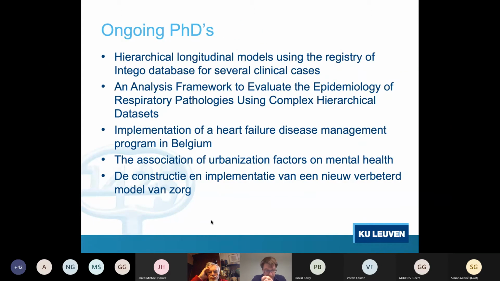So what are we working on at this moment? As said, we have a 10-year plan. You see the list of the ongoing PhDs of the Intego team. So we're working on longitudinal models. We're working on a framework to analyze all the data. We're also working on disease management programs and constructing new care models. And then, as said before, we're also looking into the association between environmental factors and, in this case, mental health, but the same could be done for other diseases.